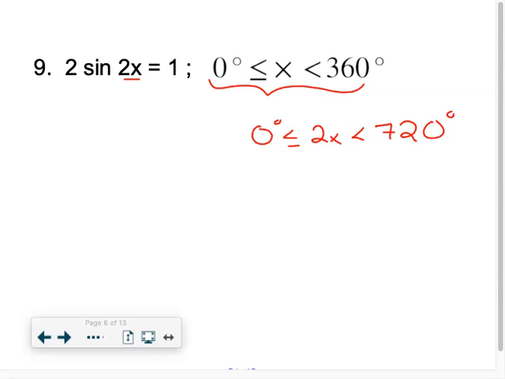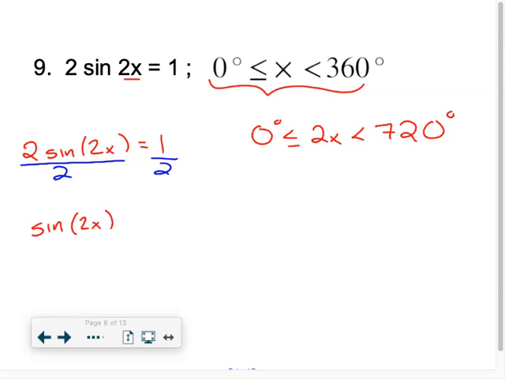Okay, so now we're dealing with this situation: 2 sine of 2x equals 1. We're going to isolate sine of 2x right now, so I'm going to divide both sides by 2. What I'm left with is sine of 2x equals positive half. At this point, what we need to do is find our critical angles before we go and take the inverse sine of anything.